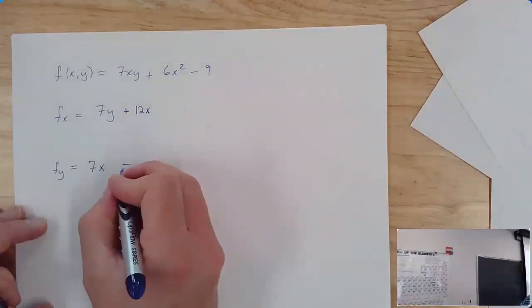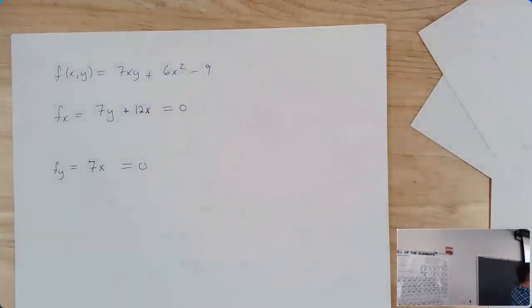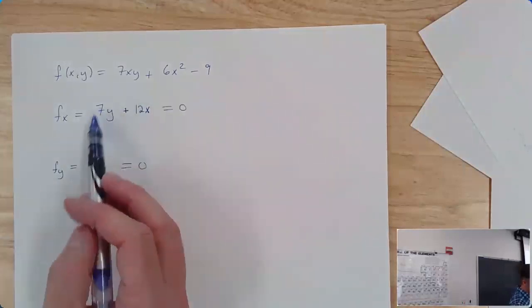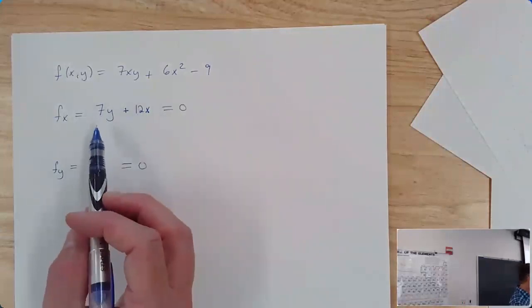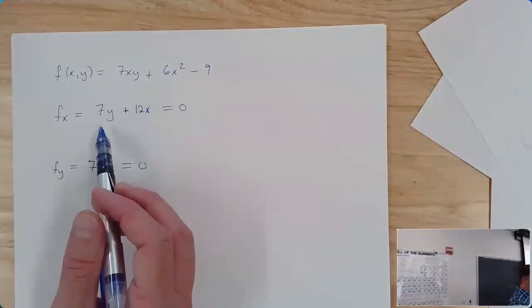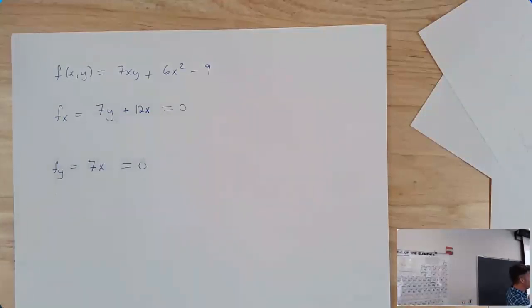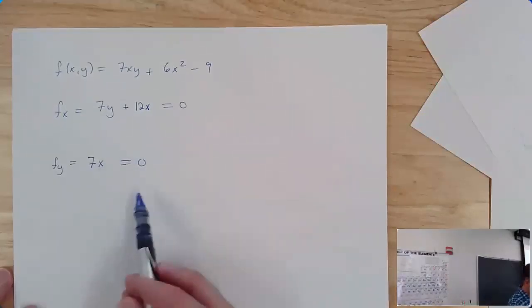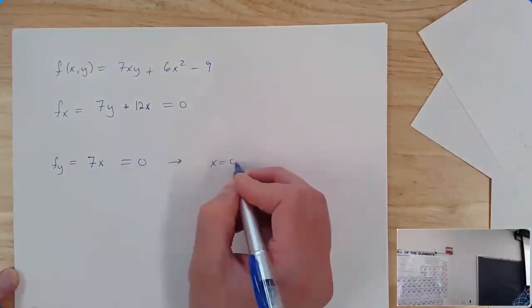All right, I think this problem makes a really good argument for dealing with the easier one first. Even though it wouldn't be that hard to figure out what's going on here, you wouldn't actually be able to get a point with just this equation. You could solve this for y and get y equal to negative 12/7 x. And then, okay, my critical points are on some line. But really, if we deal with this part first, we're just going to get x equals 0.